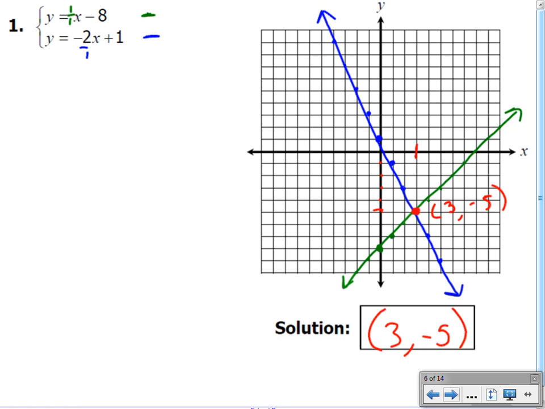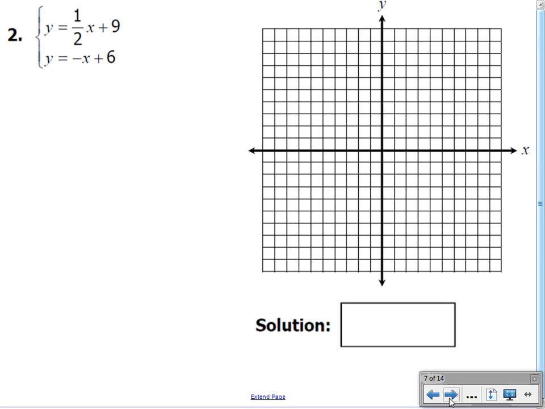So let's see another example here. All right, new system of equations. Both of my equations are written in slope-intercept form again, so they're ready to graph. The top equation, y-intercept at 9, slope of 1/2. So up 1, right 2. Okay, that's as far as I can go that way, so now we have to backtrack by going down 1 and left 2.